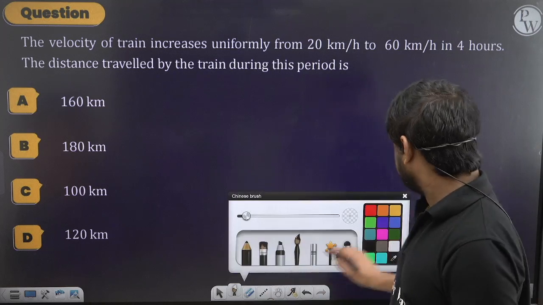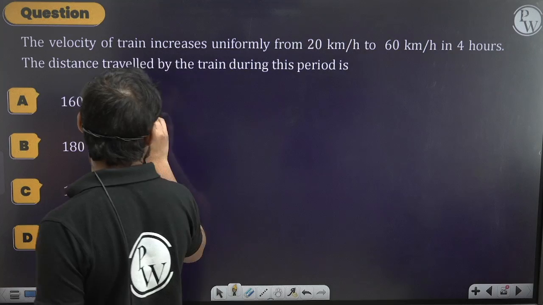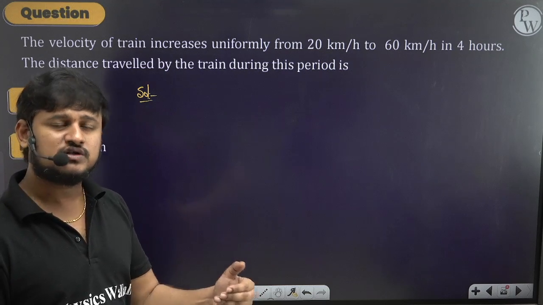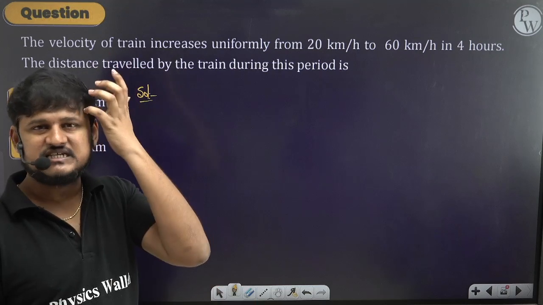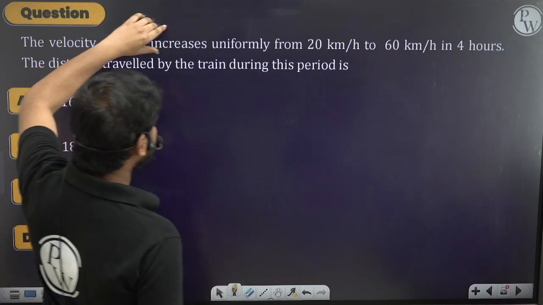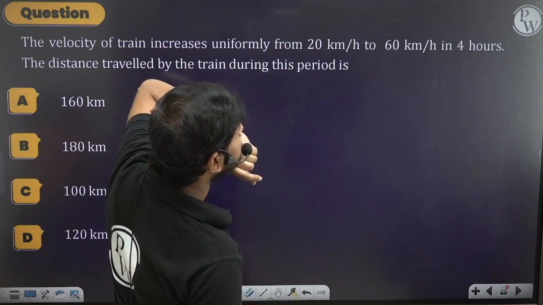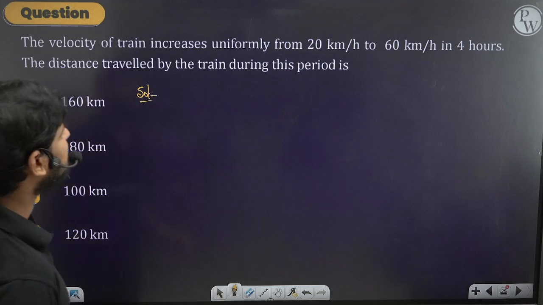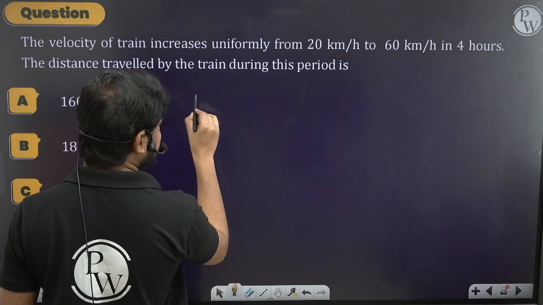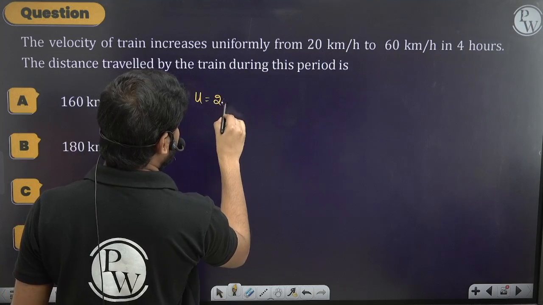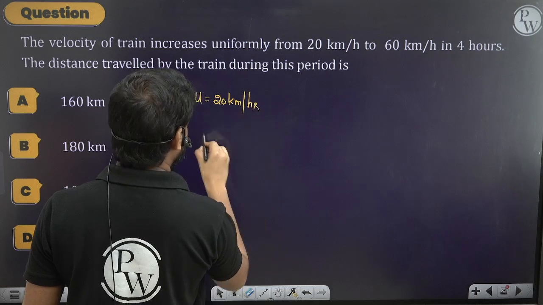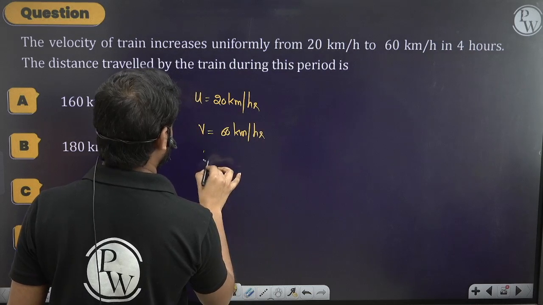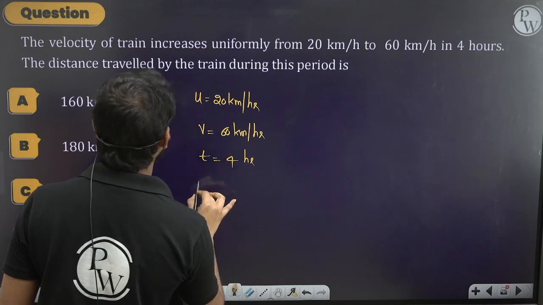So let's take one question, guys. See, question solving is important. The concept, I can just wind up the total motion in a straight line in 1 hour. But the number of questions that you solve, you can understand the concepts easily through the questions, right? The velocity of a train increases uniformly from 20 km per hour to 60 km per hour in 4 hours. Find the distance traveled by the train during this period. So they are asking distance. Initial velocity is 20 km per hour, final velocity is 60 km per hour, and the time is 4 hours. They are asking the distance traveled, S.